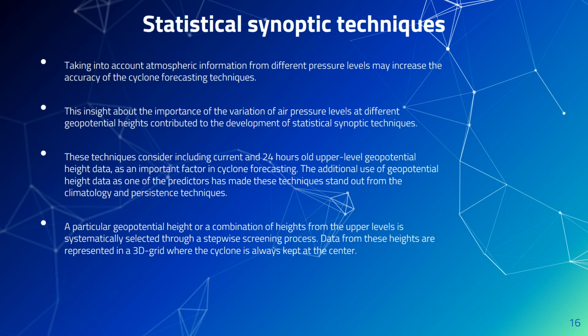The additional use of geopotential height data as one of the predictors has made these techniques stand out from the climatology and persistence techniques. A particular geopotential height or a combination of heights from the upper levels is systematically selected through a stepwise screening process. Data from these heights are represented in a 3D grid where the cyclone is always kept at the center.